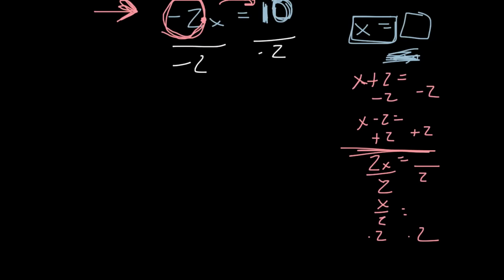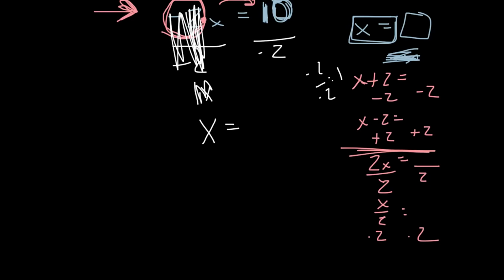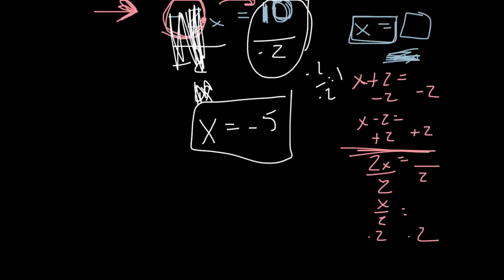Now, the reason this gets rid of it, the reason we're even doing this is, what's -2 divided by -2? 1. That's why we do this, because that gets rid of that, because 1 times x is what? X. It's the same thing. Now, on the other side, it's collateral damage. You see what's left. What's 10 divided by -2? -5. And you're done.